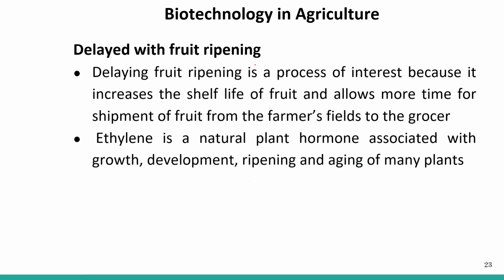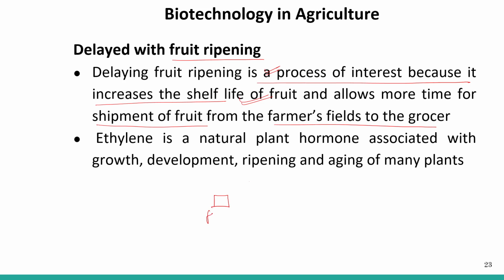Next use of biotechnology is delaying fruit ripening. So delaying fruit ripening is a process of interest because it increases the shelf life of the fruit. Okay, so by using this technology, we can increase the shelf life of the fruit as it allows more time for the shipment of fruit from the farmer's field to the grocer.